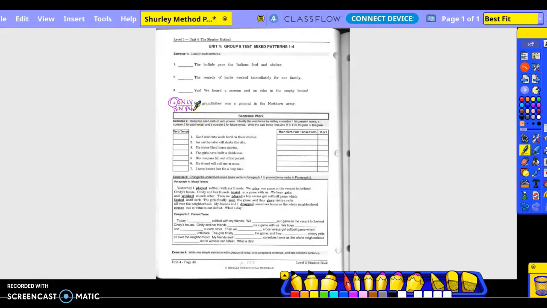Okay, the buffalo gave the Indians food and shelter. What gave the Indians food and shelter? Buffalo. Buffalo, subject, noun. What is being said about the buffalo? Gave what? Indians? No. Food and shelter. Is food and shelter the same thing as the buffalo? No. So those are compound, not indirect objects, compound direct objects.